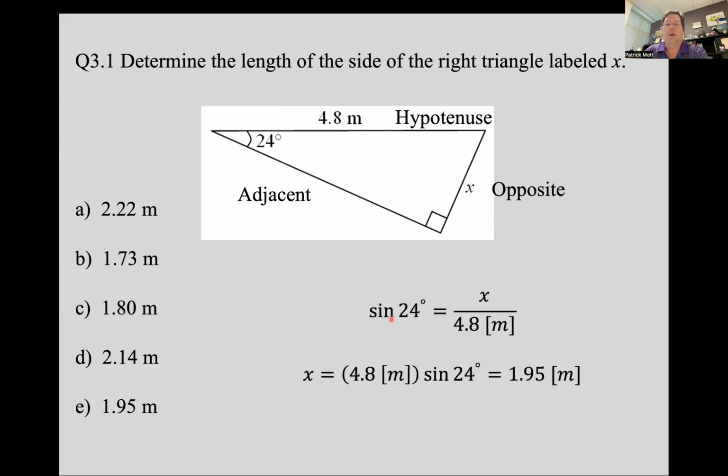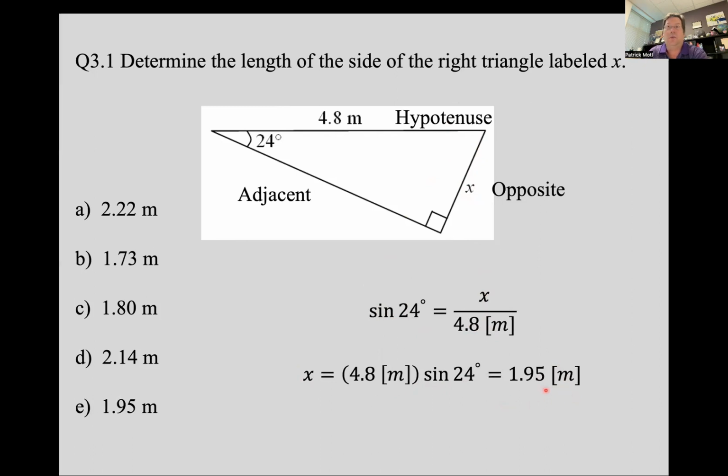Well, sine of 24 degrees has to be the ratio of the opposite to the hypotenuse. So x over 4.8 meters has to be the same as sine of 24 degrees. Multiply both sides by 4.8 meters. We have x is 4.8 meters times sine of 24 degrees. So our answer, 1.95 meters.